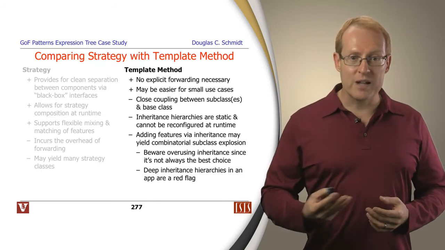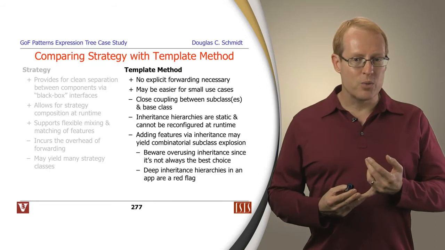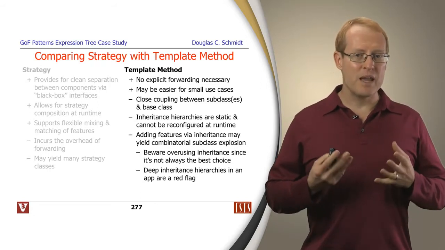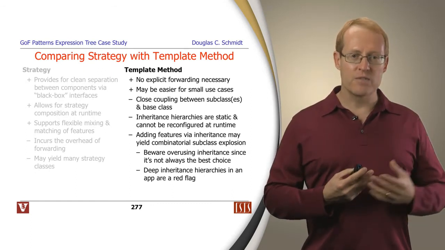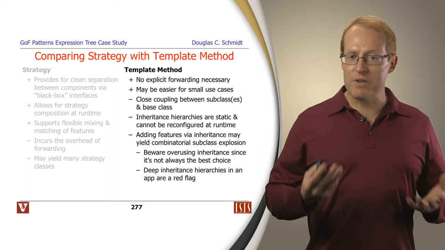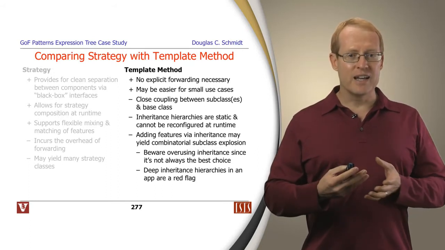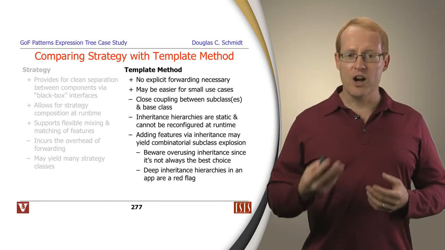There are more downsides, however, with template method than with strategy. There's a close coupling between the subclasses and the base class. By using inheritance hierarchies, you make more static, more lexically dependent interactions in pieces of code and how they work together. Whenever you start using inheritance, you have to be a little careful that you don't get carried away and end up with deep inheritance hierarchies that are very brittle and hard to evolve.